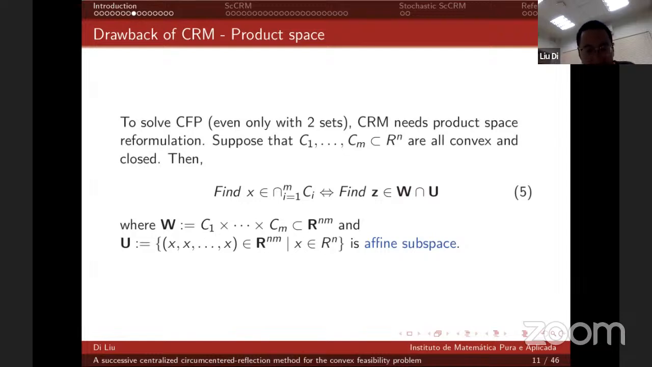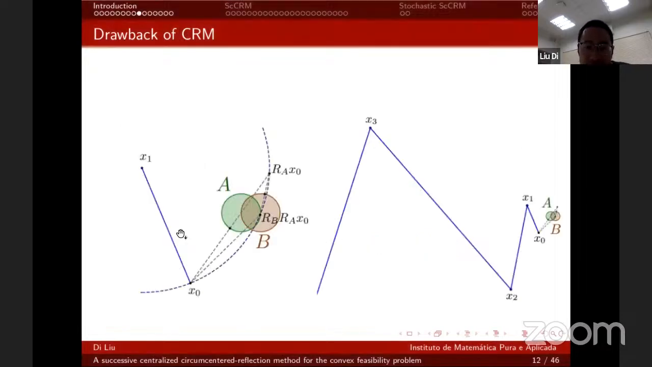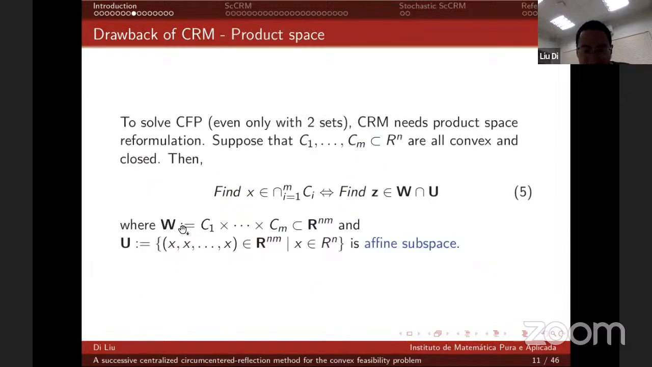So if we want to use the CRM to solve the m-set feasibility problem, we need to use the product space. This means finding a point in the intersection of m sets is equivalent to finding a point Z, bold Z, that belongs to both bold W and bold U, where W is defined by the product of C1 to Cm. This W, the product set, belongs to the product space R^n times m, and U is a diagonal, also an affine subspace.